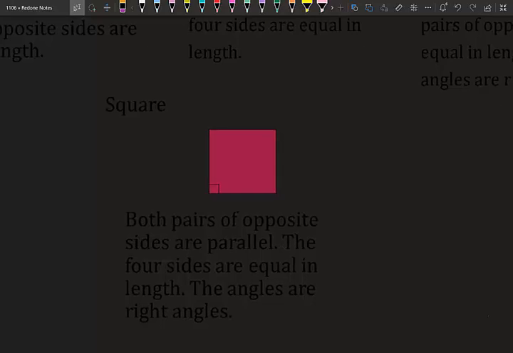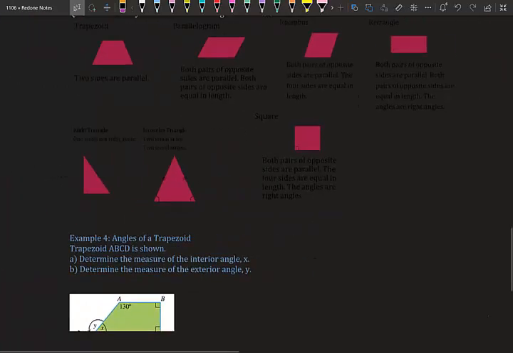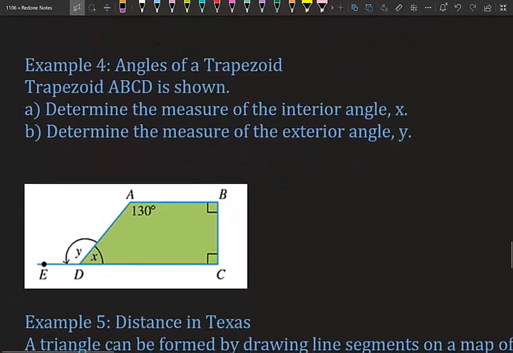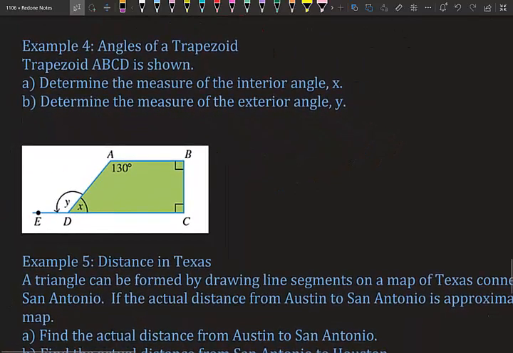And you have a square, which everything is the same in a square. Those aren't supposed to be there, those triangles. All right, example 4, angles of a trapezoid. Trapezoid ABCD is shown. Determine the measure of an interior angle X and the exterior angle Y.